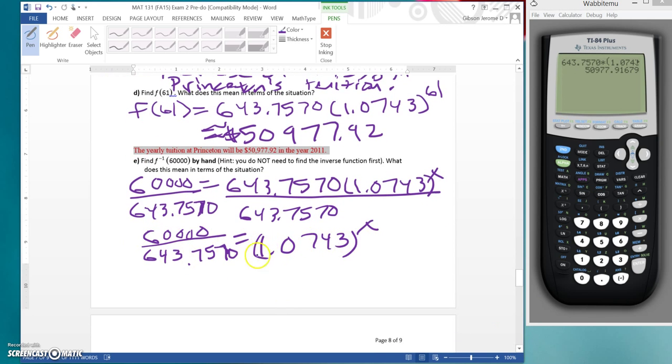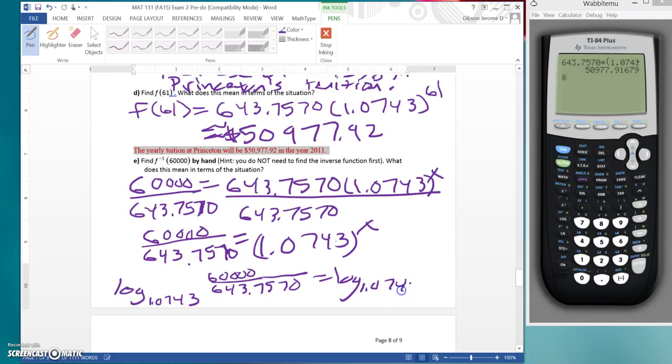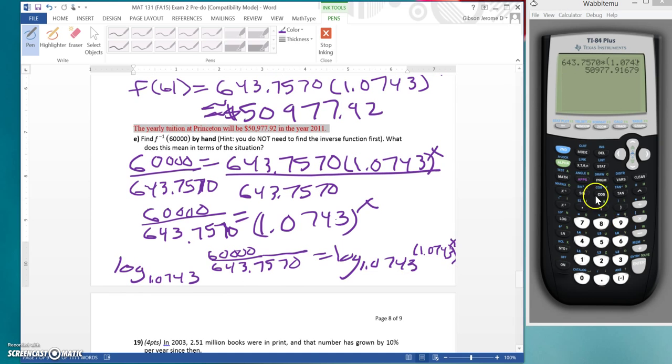So now on this side here, we need to take a log of both sides. So we'll take log base 1.0743 on both sides. So it'll be log base 1.0743 of 60,000 over 643.7570, and that's equal to log base 1.0743 of 1.0743 to the x.